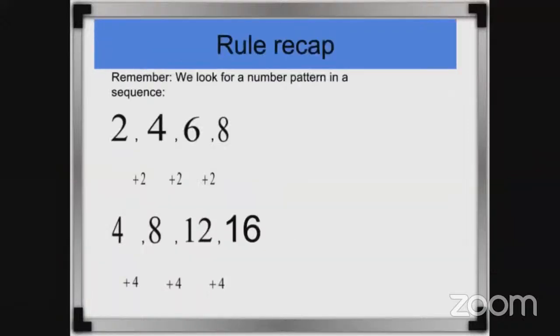So let us recap here. We look for a number pattern in a sequence, and we just stated a similar one to this, 2, 4, 6, 8, and we will realize the rule here is that we're adding 2. So the next term would have been 10, and we can keep on adding 2 for as many terms within the sequence.